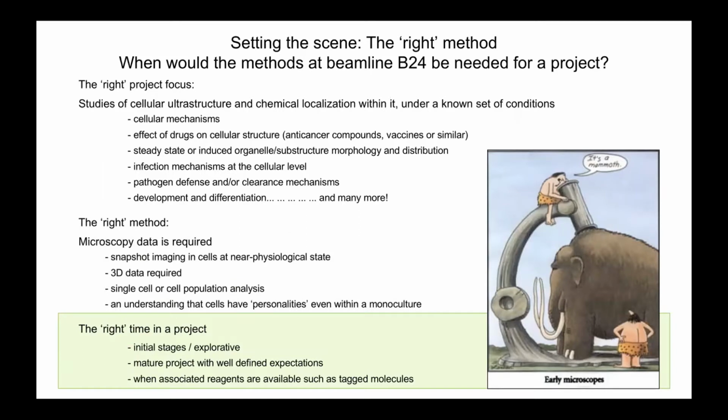And then if correlative microscopy is exactly what is needed, and if the reagents, like fluorescently tagged proteins or similar, are around, even better. That's really exciting then. So, apologies for the long slide. I believe it's quite essential to give you an understanding of what we can offer.